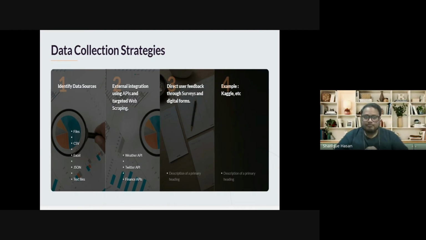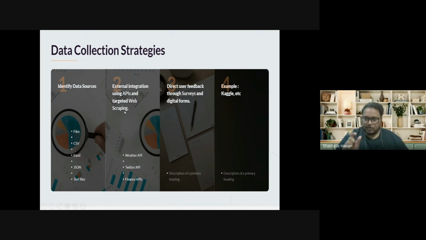This is the process. So these are two, three important places from where you can find data. Number one is identifying the data sources. First of all, you identify data sources, in which format it is. It is files, CSV, Excel, JSON, or text file, different types of this. Now number two is external integration using APIs and targeted traffic.